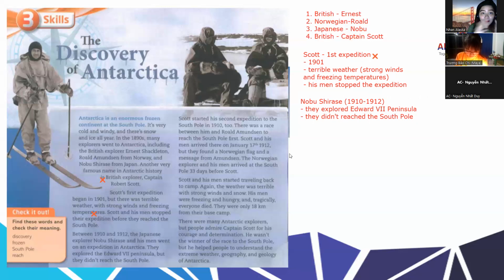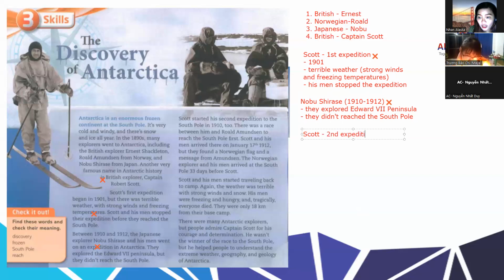For example, they should turn right, but they went to the left side, meaning they got lost direction. So Nobu Shirase from Japan failed. Okay? So he also failed in his expedition. Now, let's go to the fourth paragraph. Now, who is in the fourth paragraph? It is Scott.